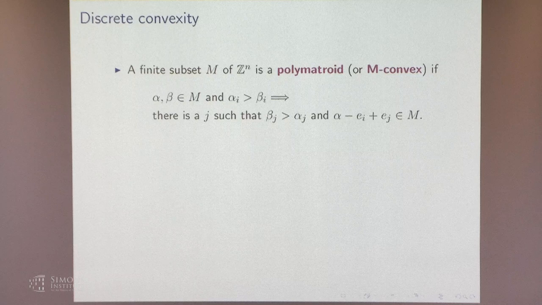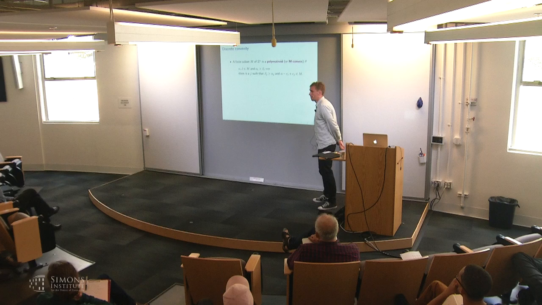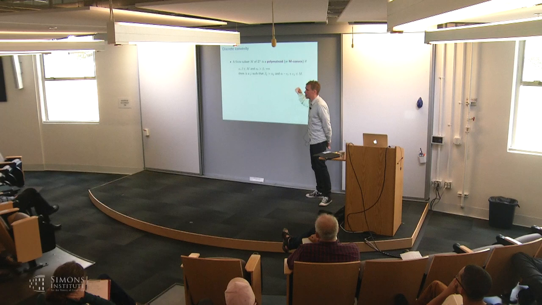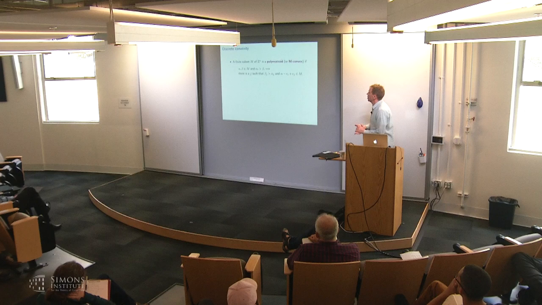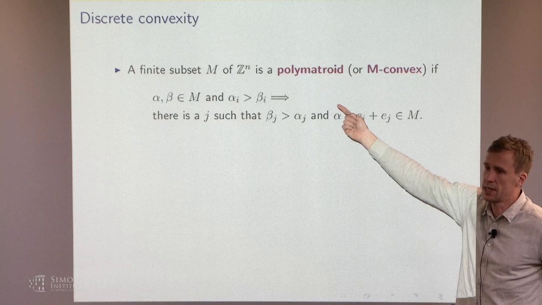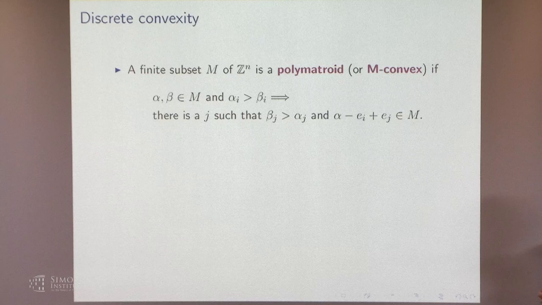And you are not assuming the exchange condition in beta? You can, which is equivalent. So there's an equivalent version where you can actually add that, yeah, that it should be beta minus e_j plus e_i. So it's the same. If we would have {0,1}^n instead of Z^n, this would be the basis exchange axiom. So therefore, yeah, this is a polymatroid.